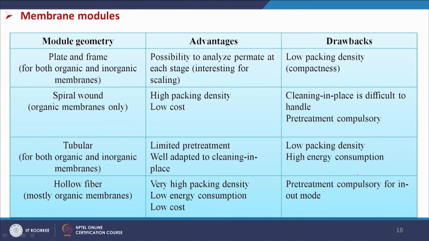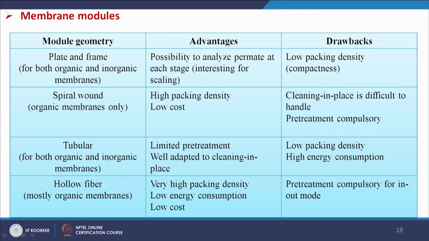So, these are the different applications, and we can get some advantage and disadvantage of all these types of modules, like say plate and frame for both organic and inorganic membranes. The advantage is the possibility to analyze permeate at each stage, but low packaging density is the drawback. Spiral wound is for organic membranes only, not applicable for inorganic membranes. It has high packing density and low cost, but cleaning in place is difficult to handle, and pre-treatment is compulsory.